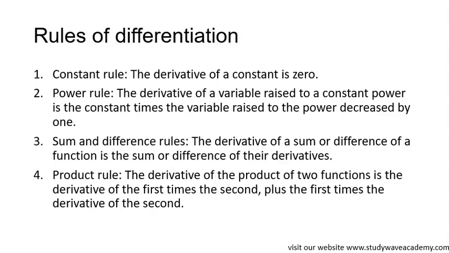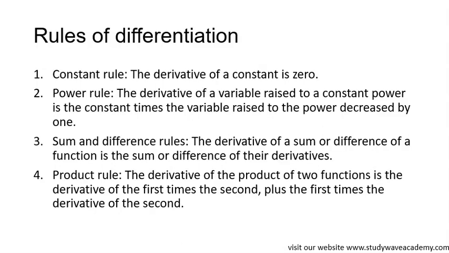We have the constant rule, which states that the derivative of a constant is 0. Okay? Any constant, 3, 7, 2, 5, is always 0. The derivative of any constant is always 0.